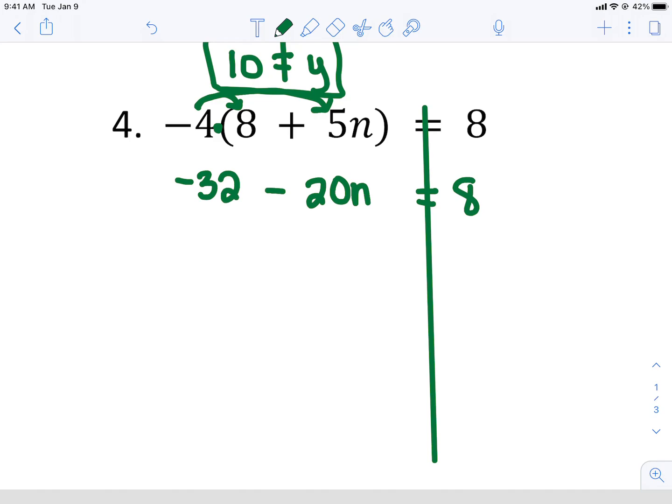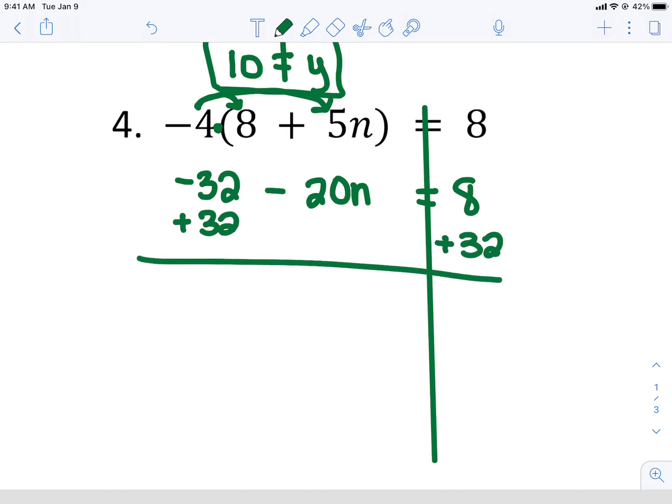I want to move that negative 32 to the other side. So you're always looking for the number without a variable to move first. So when I do that, I add 32 to both sides. Negative 32 plus 32 zeroes out. You drop down your negative 20n. 8 plus 32 is 40.